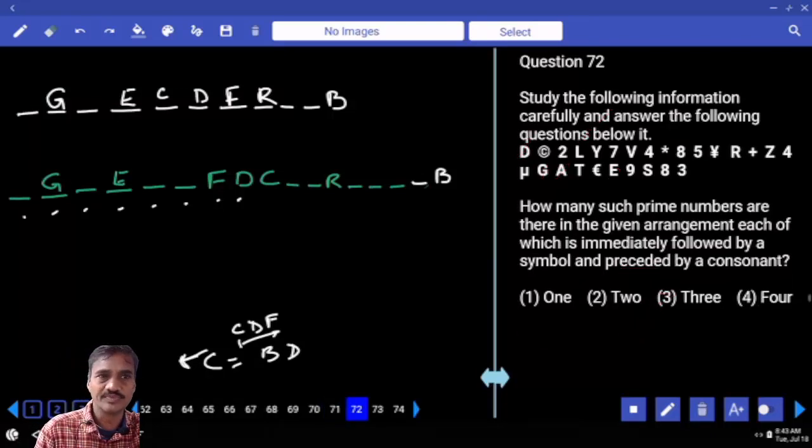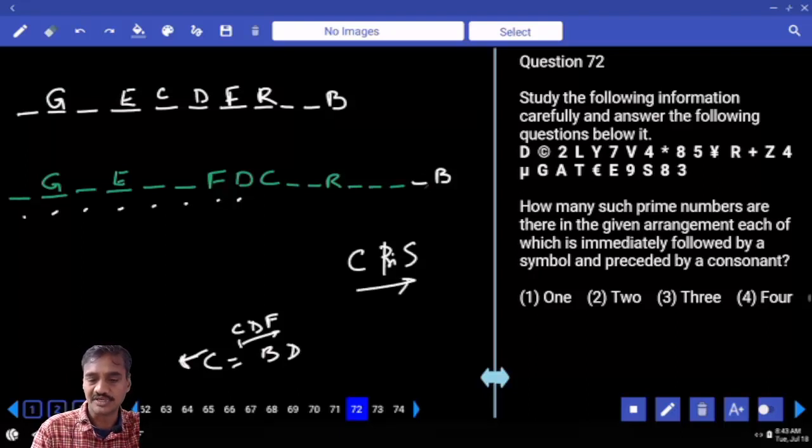Then 72, how many such prime numbers are there in the given arrangement, each of which is immediately followed by a symbol and preceded by a consonant? Now we are talking about a prime. Primes, each of which is immediately followed by a symbol and preceded by a consonant. So consonant, prime and a symbol.